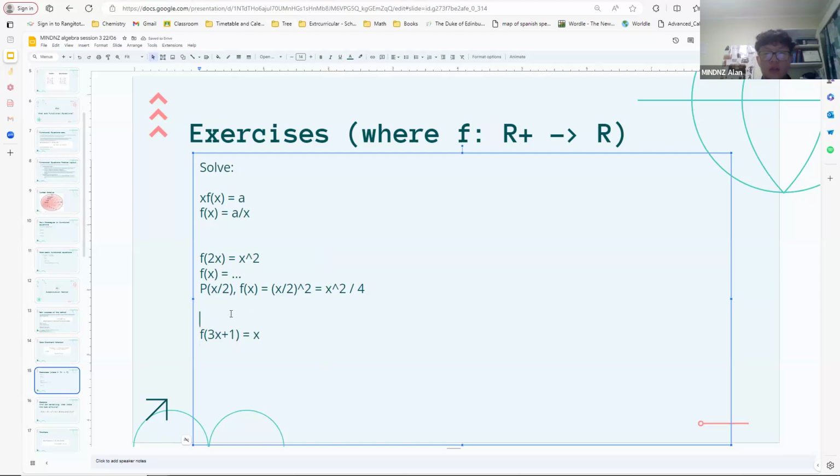And then for the final one, we can keep it at real numbers to real numbers. I'll give you guys 30 seconds to do this one as well.